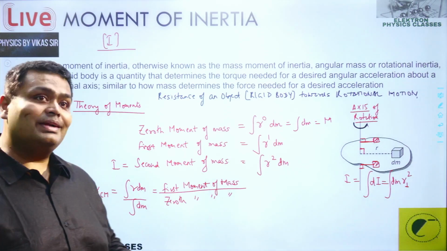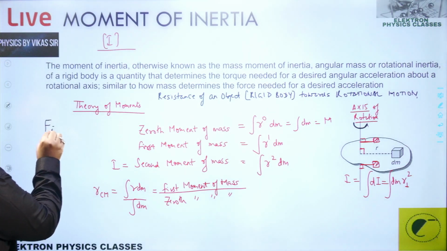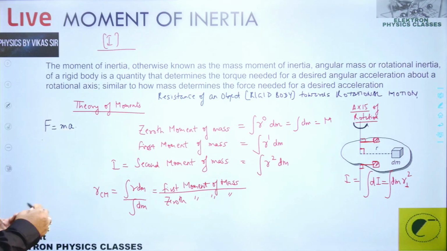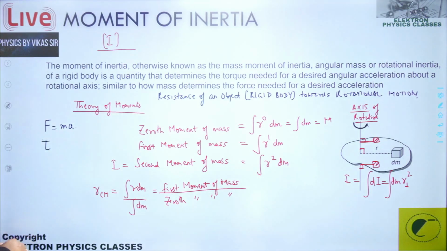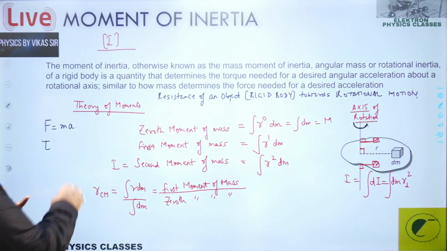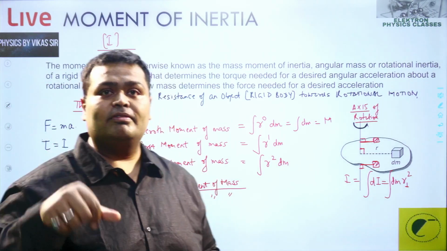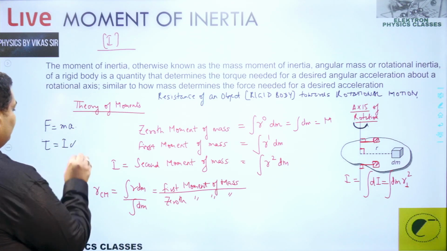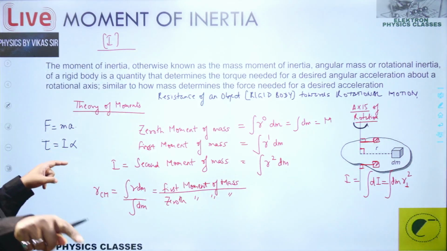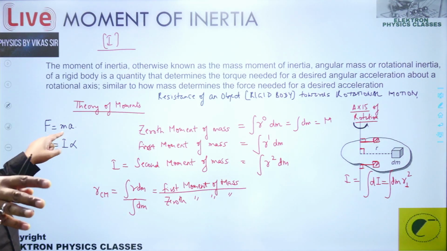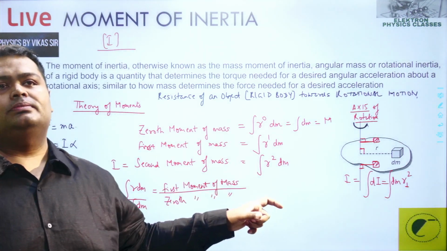We'll very soon learn an expression analogous to F equal to ma. Analogous to F equal to ma means instead of force, we'll be using the symbol for torque. Instead of m, I will be using I, and instead of a, I will be using alpha. So what is a? The linear acceleration. What is alpha? Angular acceleration. What is m? Linear inertia. And what is I? The rotational inertia.